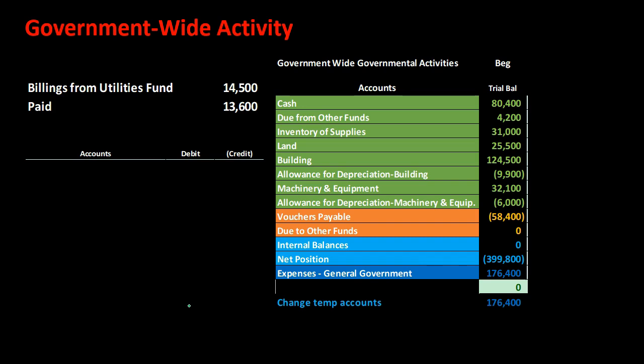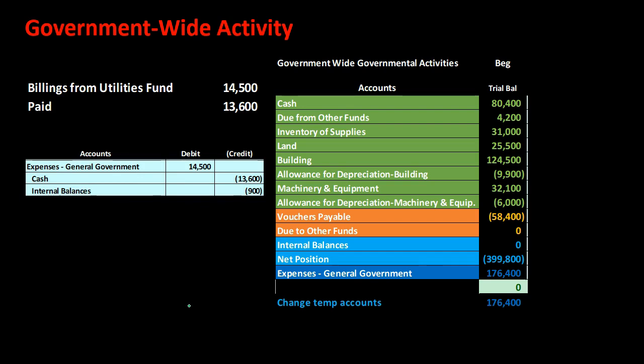Then we have back to the government-wide activities. We've got billing from the utilities fund. So we're going to say the utilities fund billed the government or the enterprise fund. So billing from the utility fund, which is also part of the government, to the internal service fund, which is going to be our proprietary fund. Transaction here in the government-wide activities, government as a whole activities, we're going to say is the expenses of the 14,500. Cash was paid of 13,600. Then there's a difference of the 900. That's going to go to the internal balances.